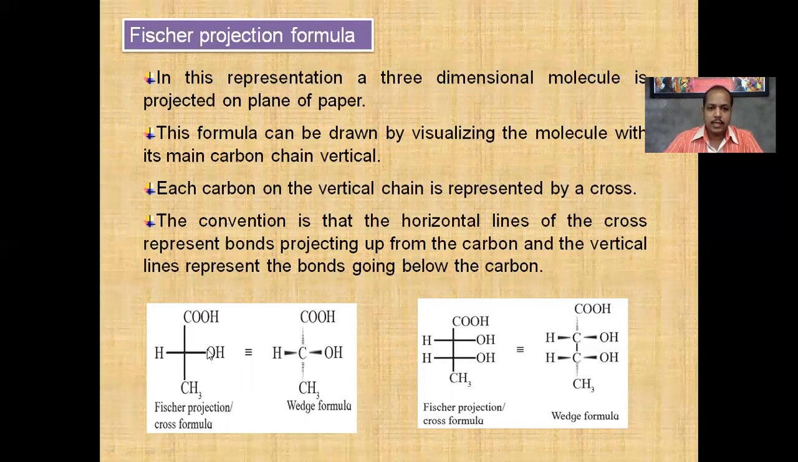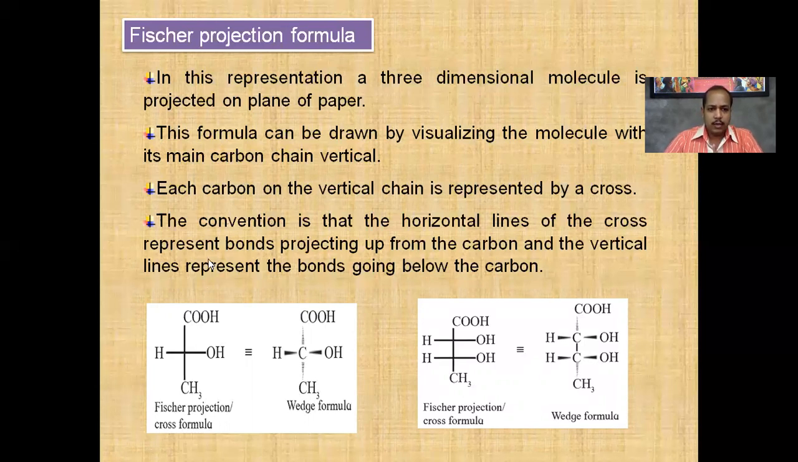This horizontal line indicates bond projecting up from the carbon, and vertical line represents bond going below the carbon. As we have seen in wedge formula, that is solid wedge and dashed wedge, here instead of that, horizontal and vertical lines are used. So here how do we predict?